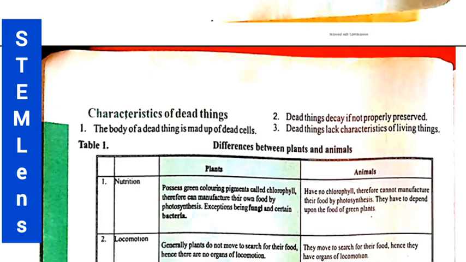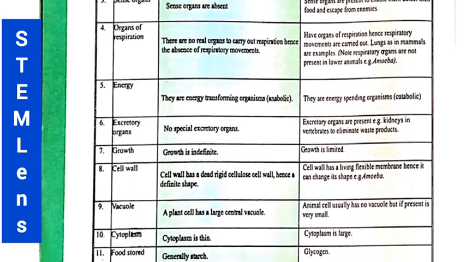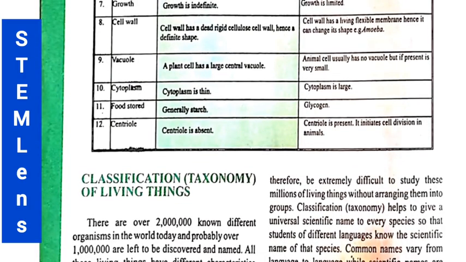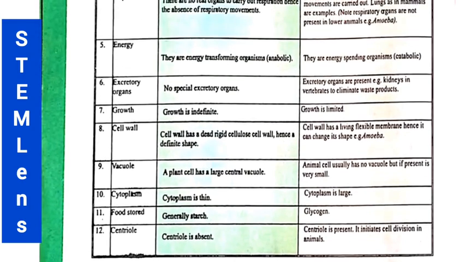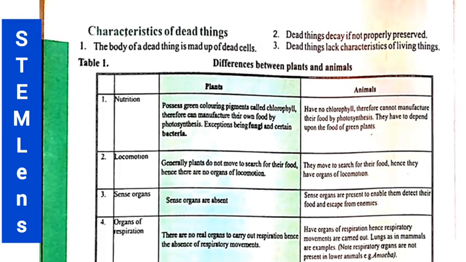Now let us talk about the differences between plants and animals under table 1. That's based on the characteristics and some other factors. Then in the next video we'll continue with classification, which is taxonomy of living things. Okay, for number 1 we have plants possess green coloring pigments called chlorophyll. Therefore, they can manufacture their own food by photosynthesis, exceptions being fungi and certain bacteria.